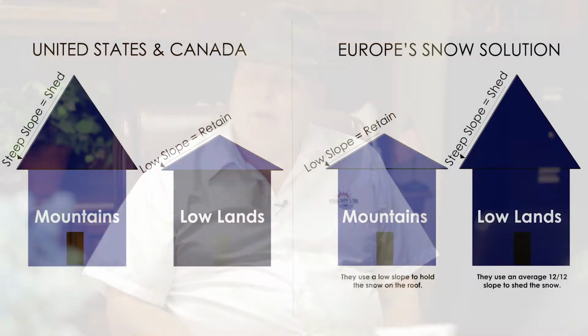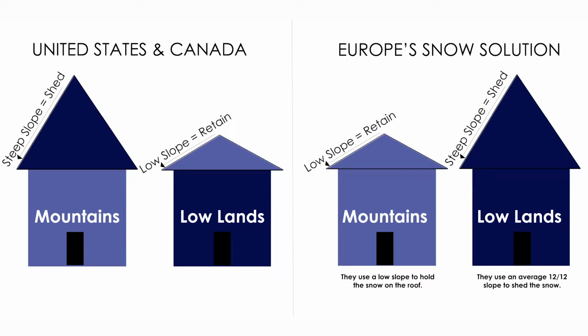In the lowlands, they don't use sheathing on their roof like we do. They just use 2x2s and they use tile. And so they wanted a steep slope to shed the water off the roofs. But when they got up into the mountainous areas, they wanted to retain the snow on the roof.